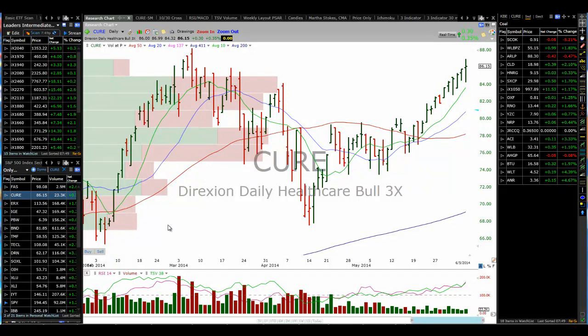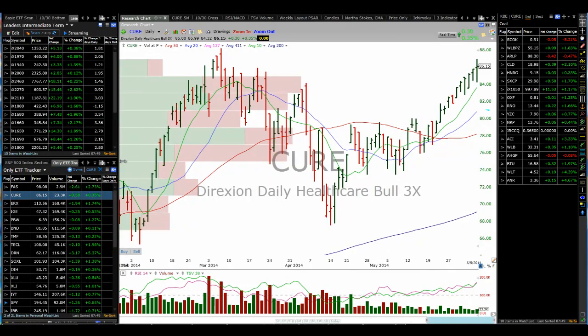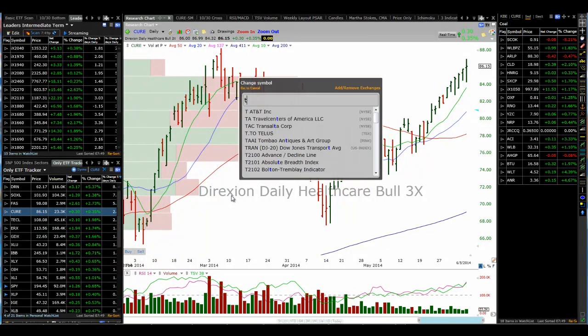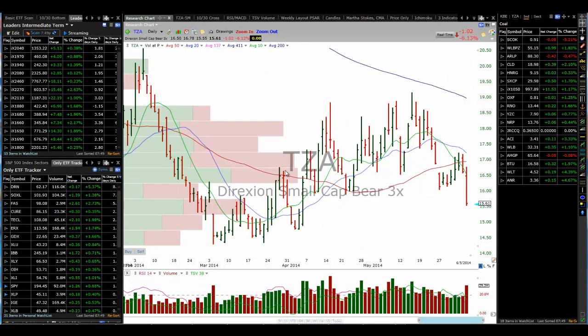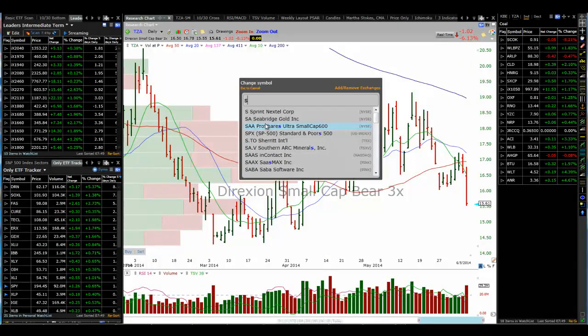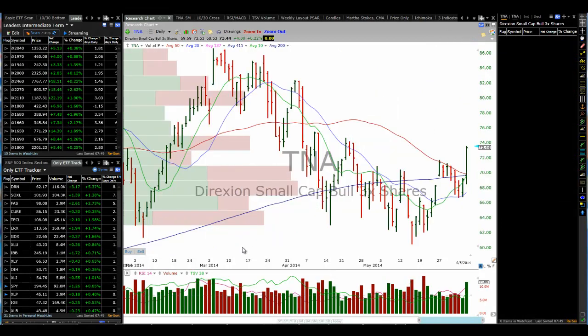But there are things that are setting up that are very interesting to me as this market unfolds a little bit. And it's going to be very interesting to see what happens to the small caps and how this plays out. Now, TNA is the 3 times leverage, and you can see small caps were up 2.1%. This was up 6.2% on the day.